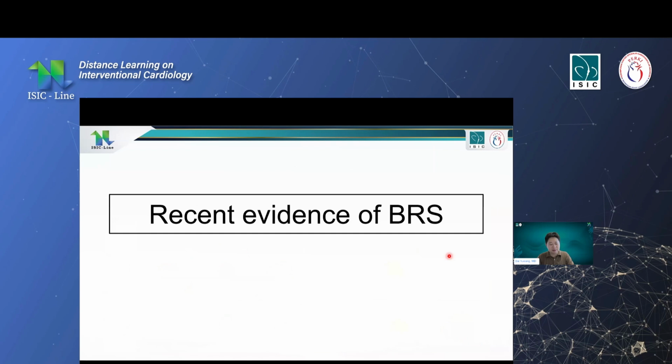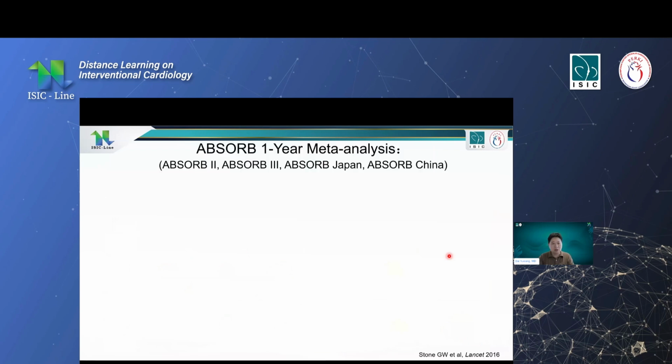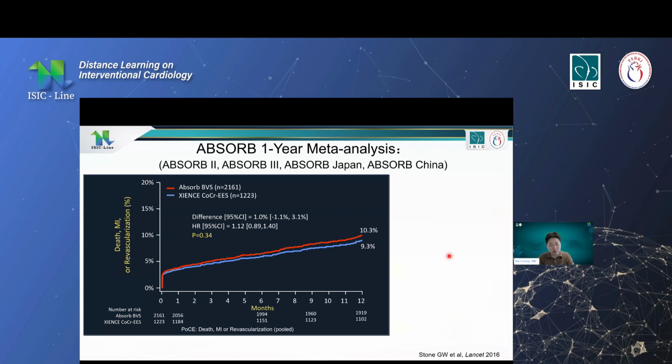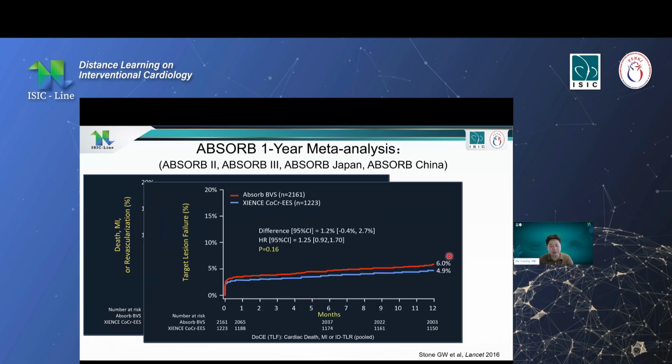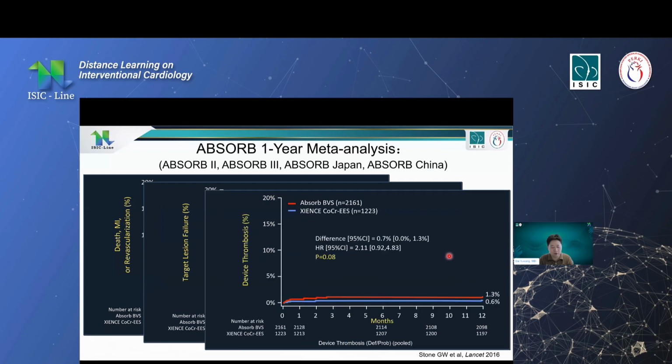And let's see the recent evidence of BRS. According to the ABSORB 1-year meta-analysis, including ABSORB II, ABSORB III, ABSORB Japan, and ABSORB China, we can see that BRS did not lead to different rates of composite patient-oriented and device-oriented adverse events at 1 year follow-up compared to EES.